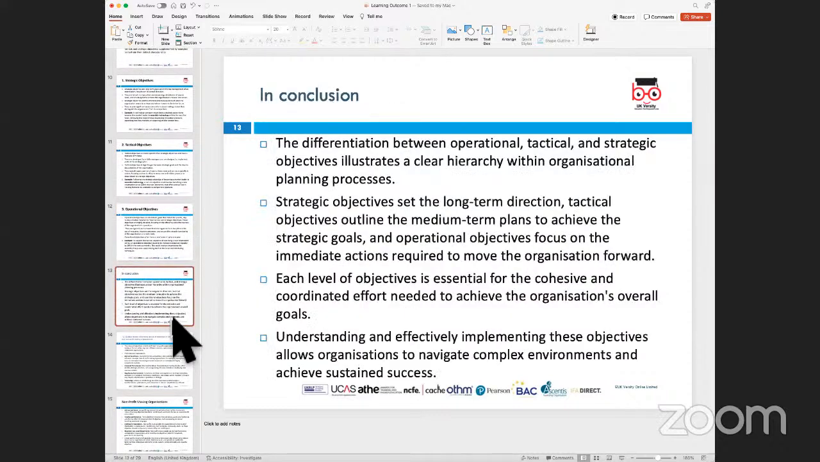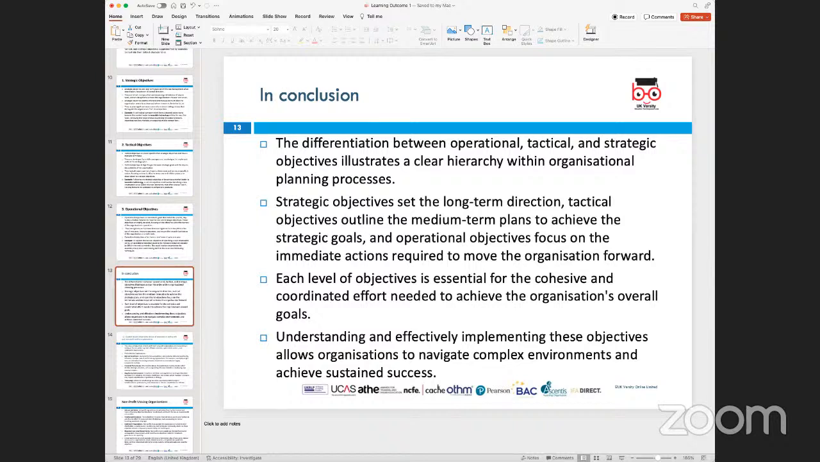So when we talk about objectives in general, we could classify them in three different forms: strategic, operational, and tactical. This classification helps us understand the hierarchical nature of how the organization's objectives are set and how they play a very crucial role in achieving the goals of the organization. These objectives, I would also say, ensure day-to-day activities align with the broader goals of the organization.